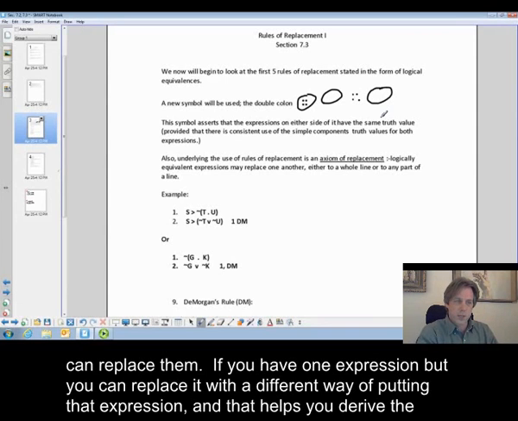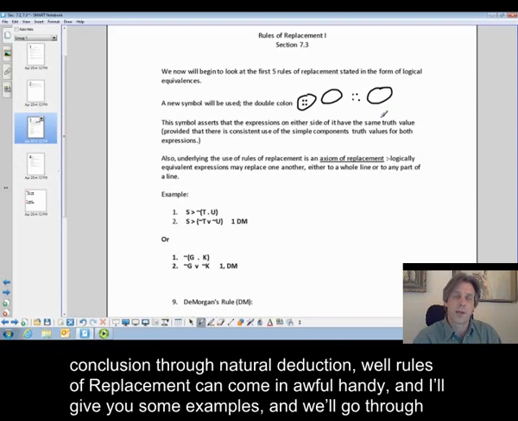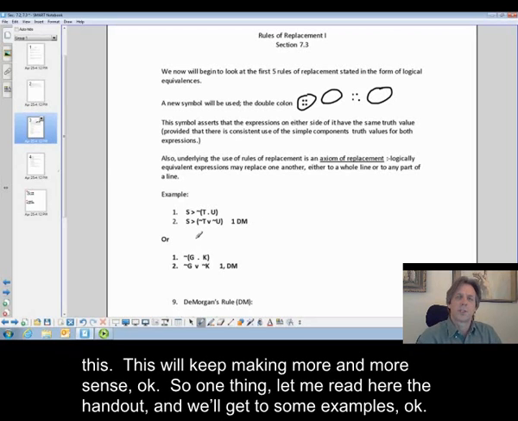If you have one expression, but you can replace it with a different way of putting that expression, and that helps you derive the conclusion through natural deduction, well, rules of replacement can come in awful handy. I'll give you some examples, and we'll go through this. This will keep making more and more sense. So let me read here the handout, and we'll get to some examples.